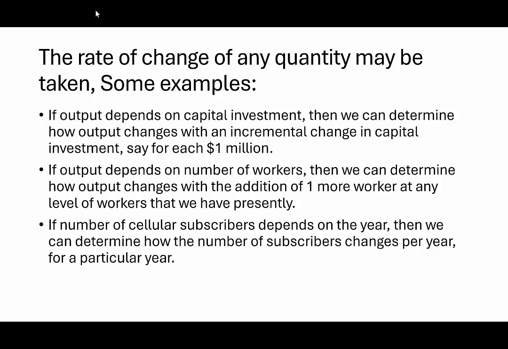The rate of change of any quantity may be taken. Some examples include output depends on capital investment. Then we can determine how output changes with an incremental change in capital investment, say for each $1 million. If output depends on the number of workers, then we can determine the output changes with the addition of one more worker at any level of workers that we have presently. If the number of cellular subscribers depends on the year, then we can determine how the number of subscribers changes per year for a particular year. We will learn how to do this more in section 5 with how to do correlation.